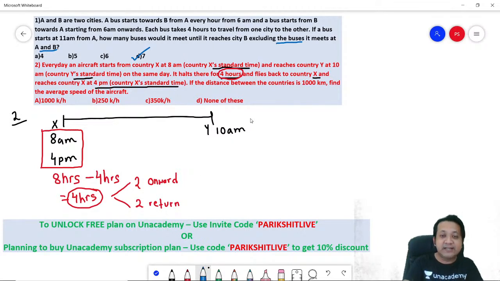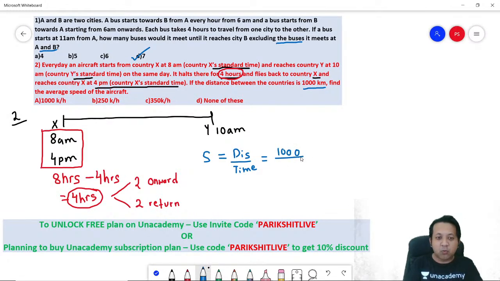Now think about it. They are saying the distance between the countries is 1000 kilometers. Find the speed. So what is speed? Speed is distance divided by time. What is the distance? Distance between the countries is 1000 kilometers. But you know what? When you take the time, you'll obviously take one-way time.